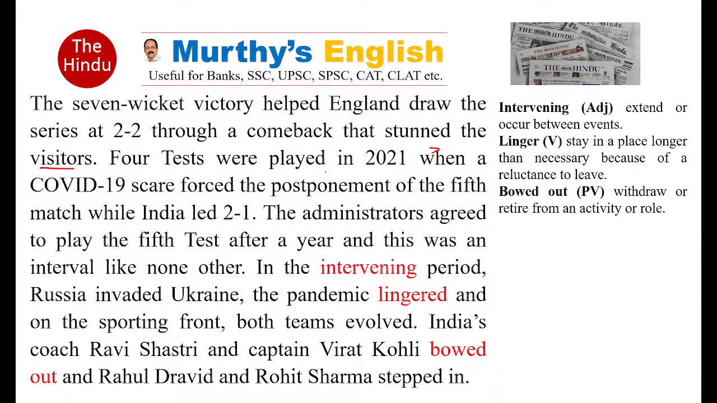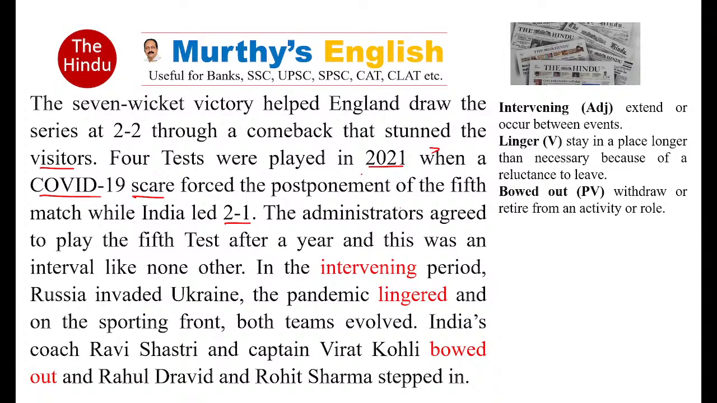4 tests were played in 2021. It's a long drawn test series. Usually it is continuous, but here there was a break of 1 year. 4 tests were played in 2021 when a COVID 19 scare forced the postponement of the fifth match while India led 2-1. India was in a very good position to win the test series. At that juncture, they had to postpone because of the scare from COVID 19. Scare means what? Someone gets scared, means someone gets frightened. 4 tests were played.